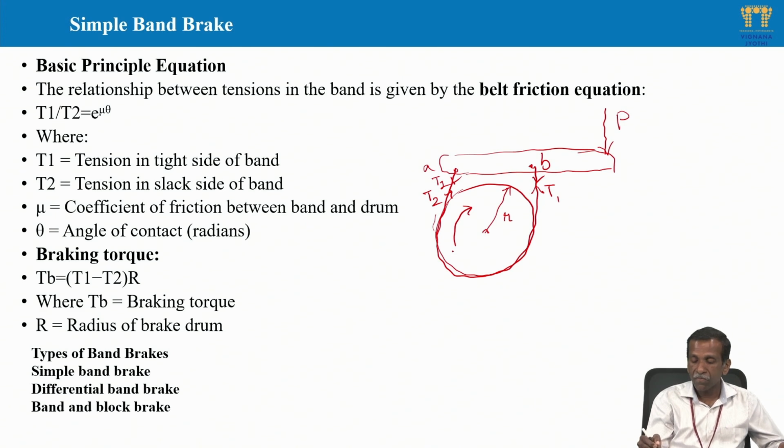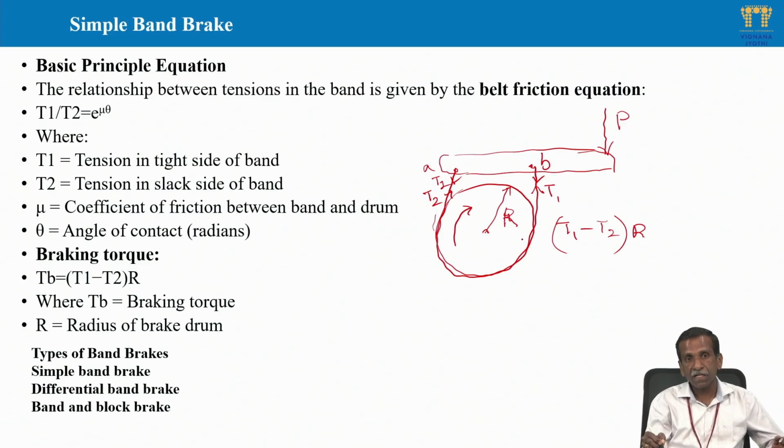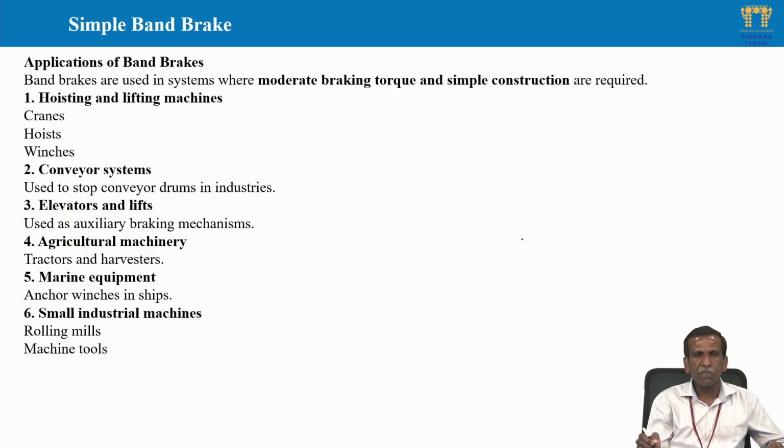So what is the braking torque? Braking torque is the tight side tension T1 minus the slack side tension T2, which is the tensile force on the belt, into the radius R of the drum. This is the simple band brake. Other types, like differential band brake and band and block brake combination, are also possible. Now, coming to the application of these band brakes, we will also see how the tension ratio T1 by T2 equals e to the power mu theta can be derived.